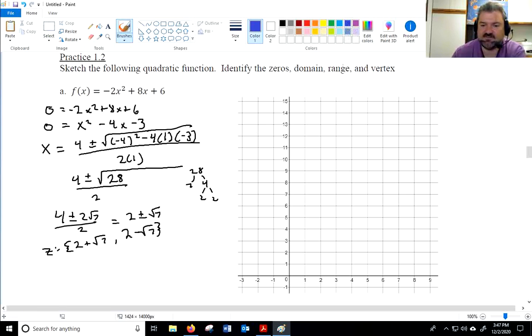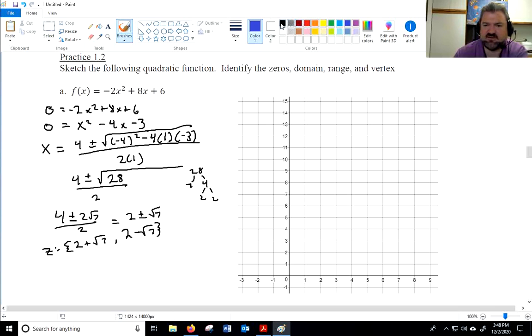Let's see if we can plot those. Wait, we can't, because they're not rational numbers. Well, you can think about it, though. We know that the square root of 7 is between 2 and 3, so 2 plus the square root of 7 is between 4 and 5. So it's going to be somewhere over here. And then 2 minus a number between 2 and 3 is going to be somewhere over here.